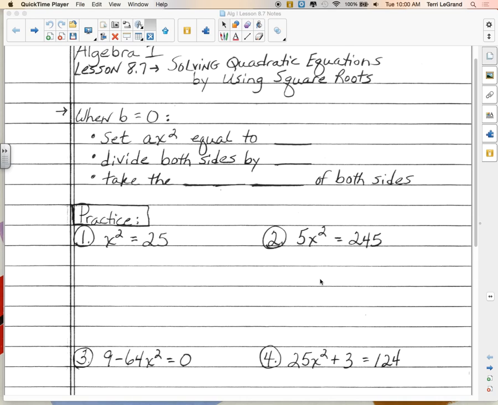This will be our second method for solving quadratic functions. As the learning goal says, I can solve a quadratic function by using the square root method. This is going to be one of those methods that only works some of the time.